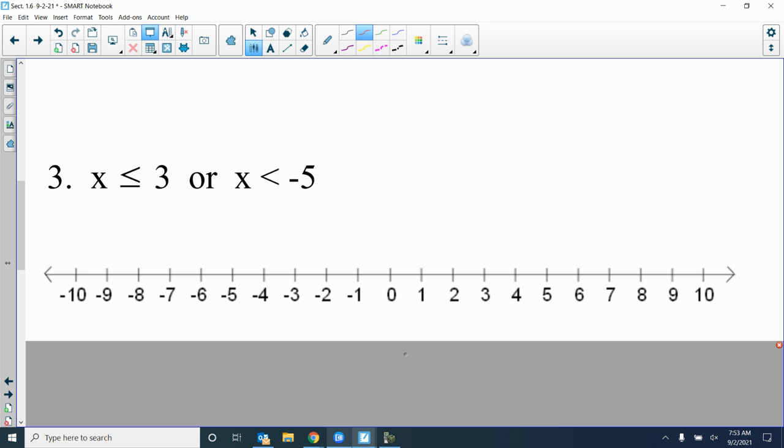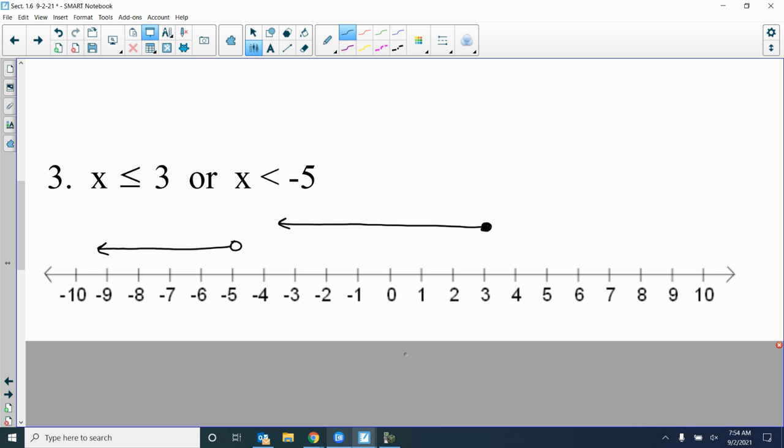So I want you to think about this. Less than or equal to 3: solid dot at 3 to the left. Less than -5: open dot, graph it to the left. We agree? All right, I can combine that to one final graph. What will that look like? I don't want to have two of them to interpret. So what will represent all the solutions?